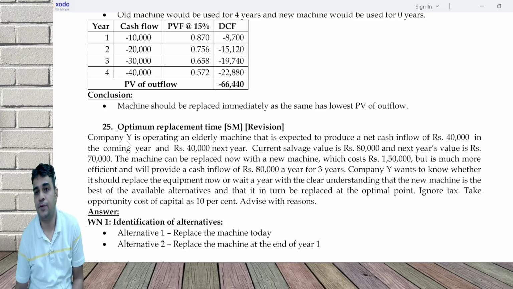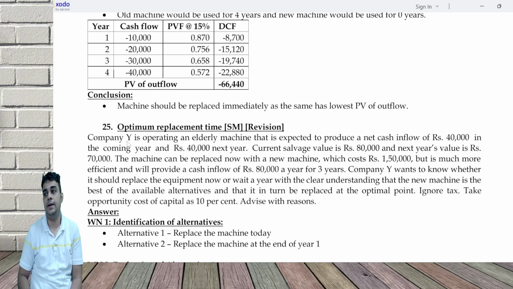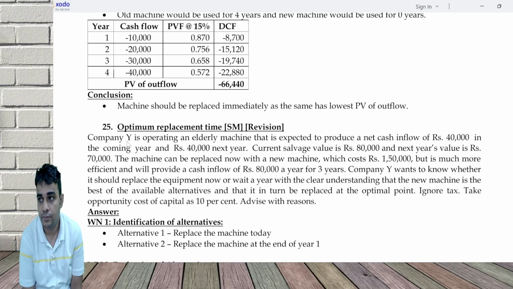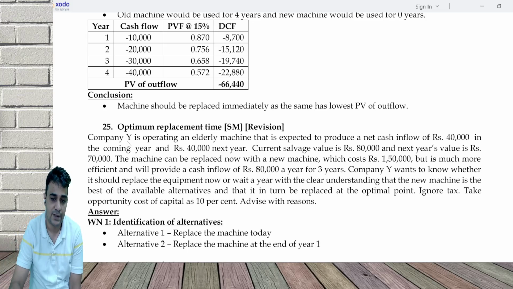Tell me which type of problem it is. Type 1, type 2, type 3. I have told you 3 types of questions in replacement. Read and let me know. Whether to replace or not, what is the optimum life, or when to replace? When to replace? What are the two choices I have? Replace now or replace later.